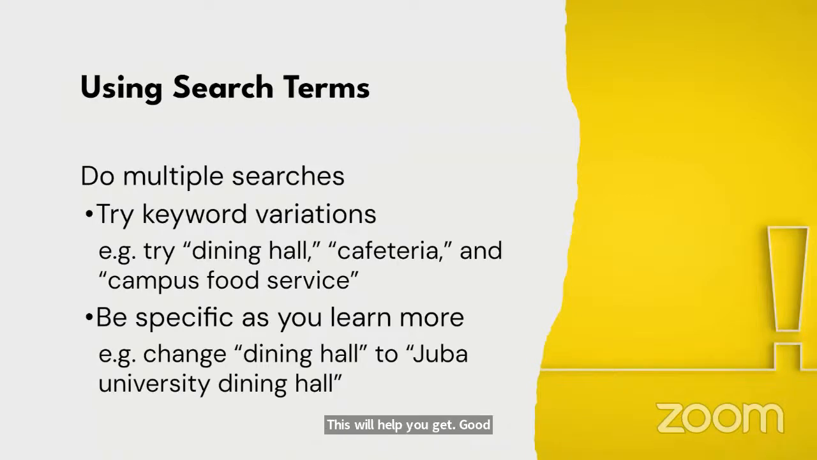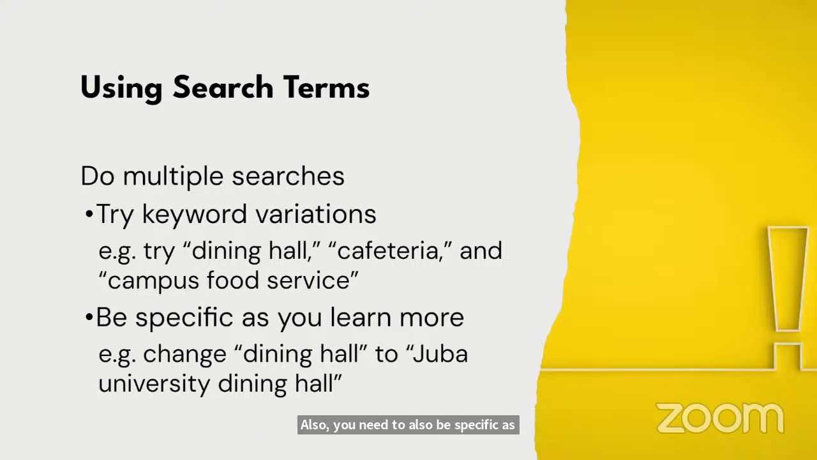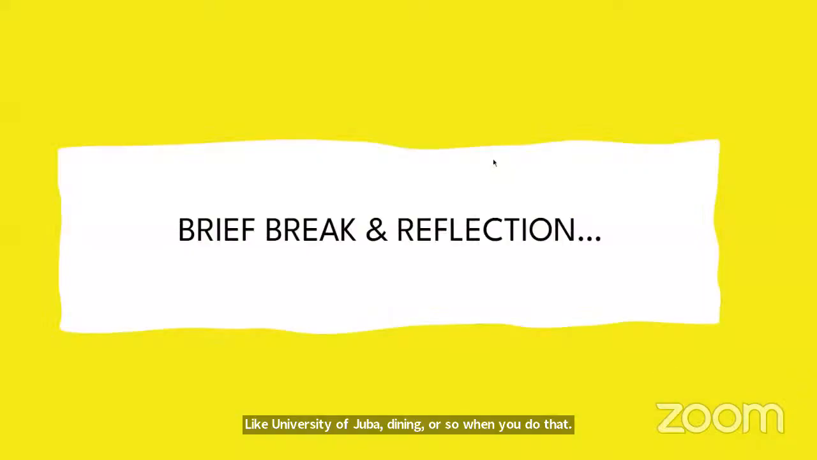Another thing is you need to do multiple searches. You can try keyword variations. For instance, if you're looking for a dining hall, you can also look for cafeteria, or food service. Also, you need to be specific as you learn more. For instance, you can look at dining hall, or maybe you can change to something specific like University of Juba dining hall. When you do that, that can help you narrow your results properly.